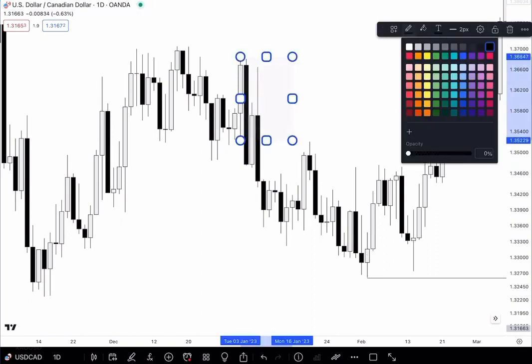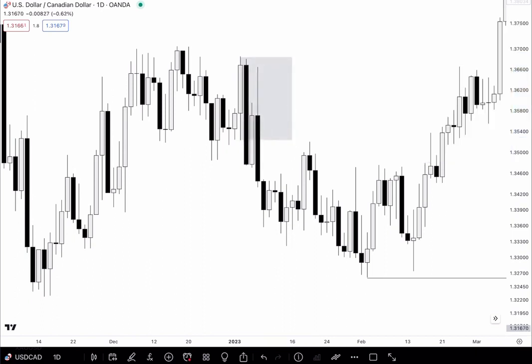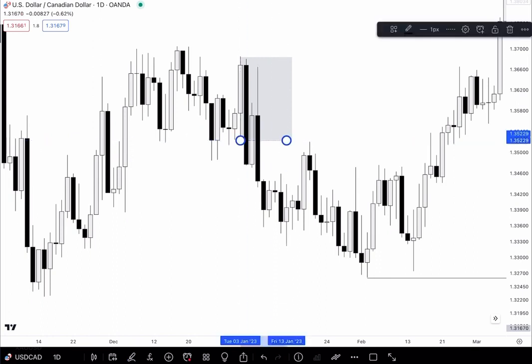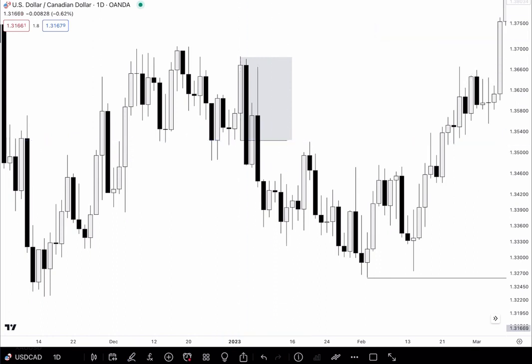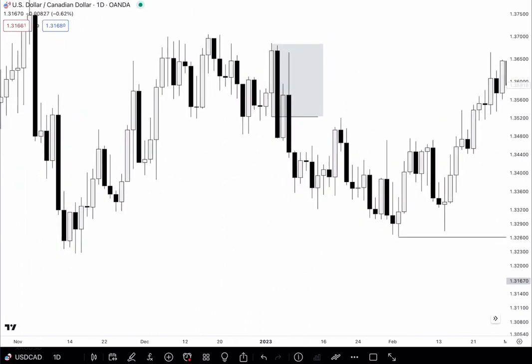We close below the low or above the high. So over here, we close below the low of the candle. It leads to a dig back into the candle and continuation.